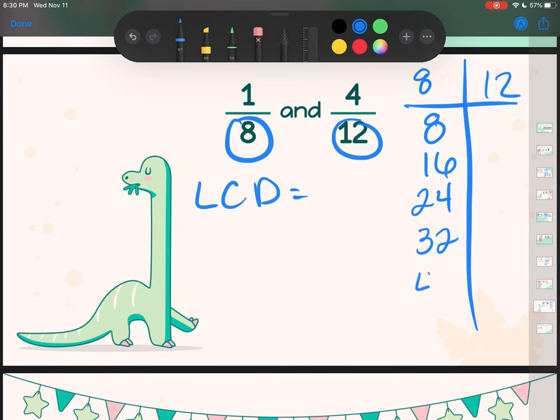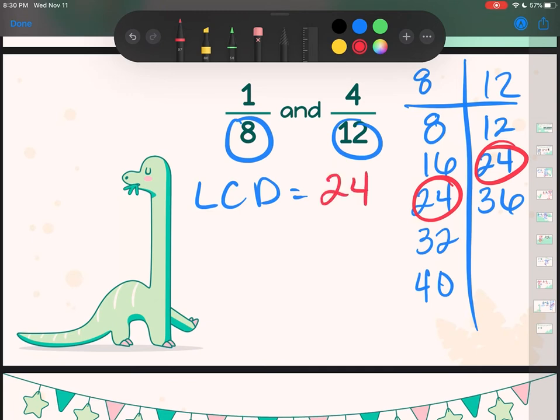We got 8, 16, 24, 32, 40. Almost got ahead of myself. 8, 16, 24, 32, 40. Those are our multiples of 8. Let's look at 12. We got 12, 24, 36. Well, we can see that 24 shows up on both of these, right? That's our first multiple that shows up on both lists. So 24 is going to be our least common denominator.